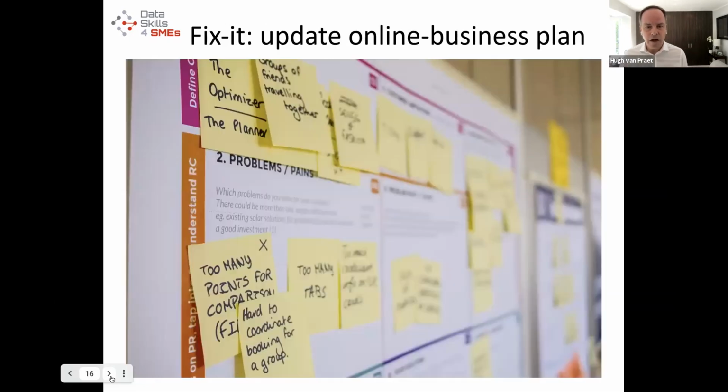And then the last point in the fix it part is to update your online business plan and your business plan in general. Ask: where can we accelerate? What can we do next year to accelerate? What can we do to grow? And where's the fixing part? So it's a full circle with regard to your business plan, and it's online and offline.